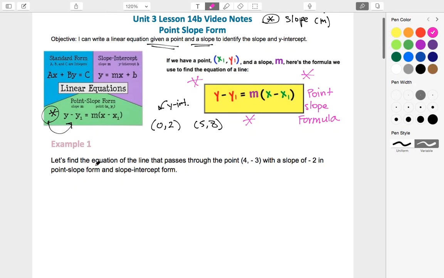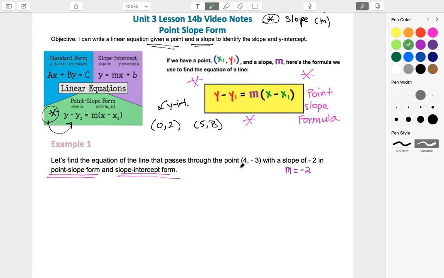So here it says, let's find the equation of the line that passes through the point 4, negative 3 with a slope of negative 2 in point slope form and in slope intercept form. So we have point slope form and slope intercept form. Okay, so what we can do is go ahead and identify what we already know. They already gave us information about slope, which is negative 2. So we can go ahead and write m is equal to negative 2. We don't need to find slope. And they gave us a point, which is great.